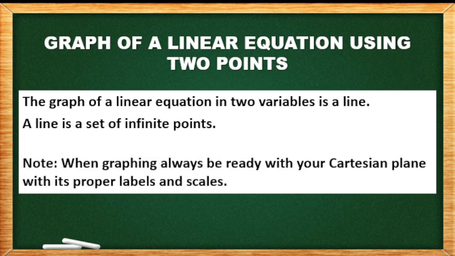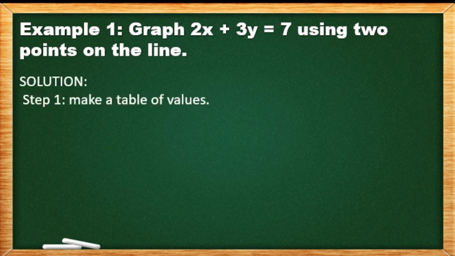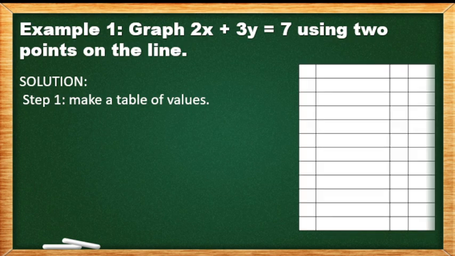Note, when graphing, always be ready with your Cartesian plane with its proper labels and scales. Example, we need to graph 2x plus 3y is equal to 7 using 2 points on the line. So we have steps on how to graph the equation 2x plus 3y is equal to 7 or any linear equations. These are solutions. Number 1, make a table of values. So construct ka muna daw ng table of values.